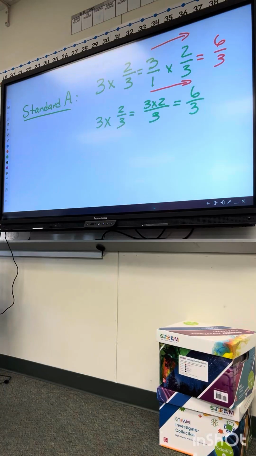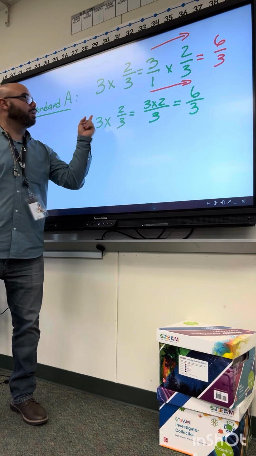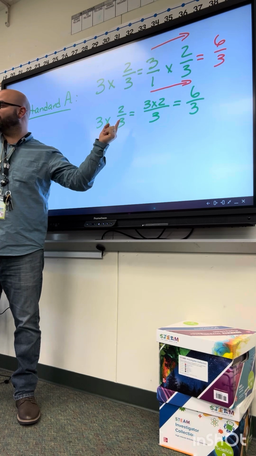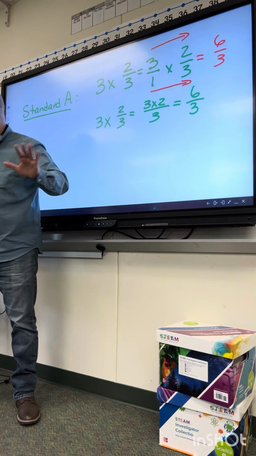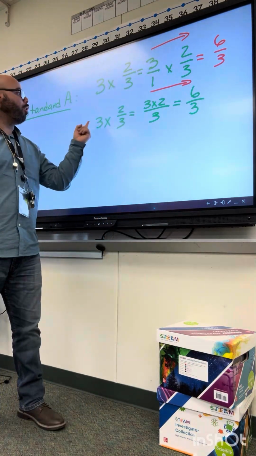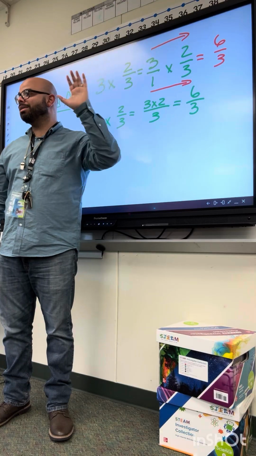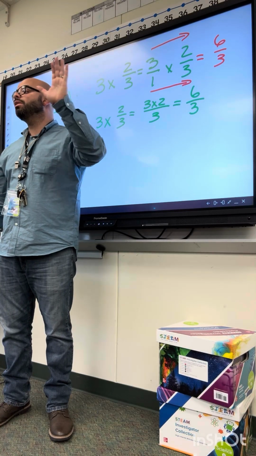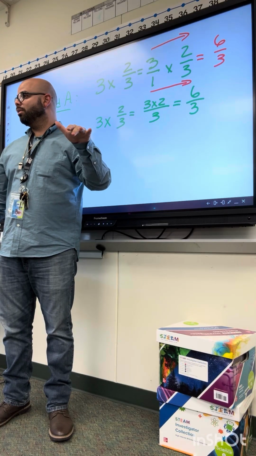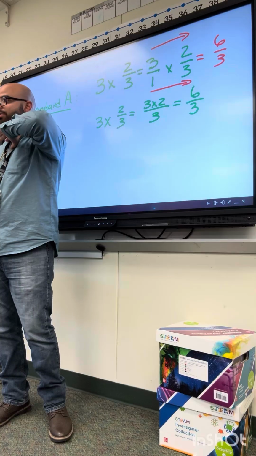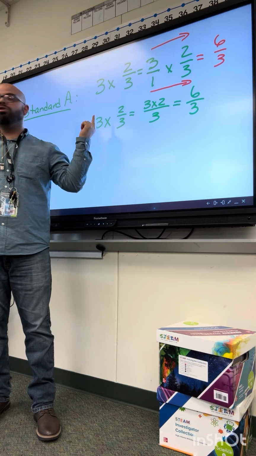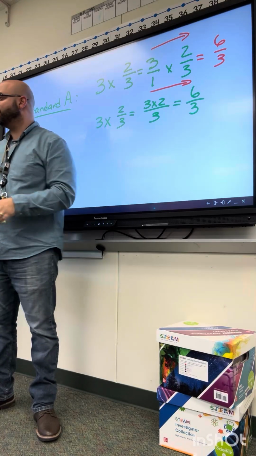Remember, the whole number does not get multiplied times the denominator. Never, ever. You're just multiplying the whole number times the numerator all the time. Even in repeated addition, which I'm going to show you now, you do not add the denominator. All you have to do is add the numerator.